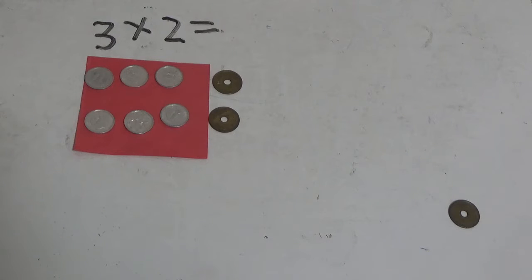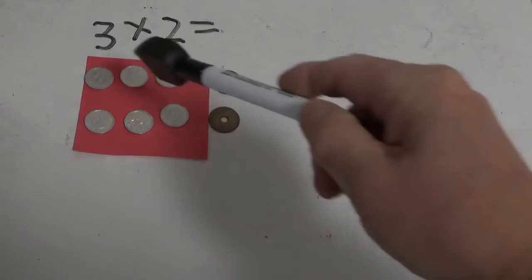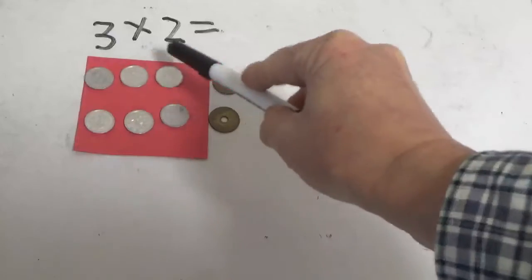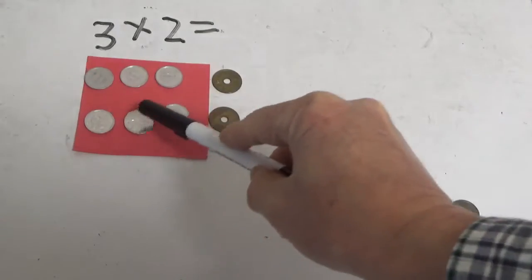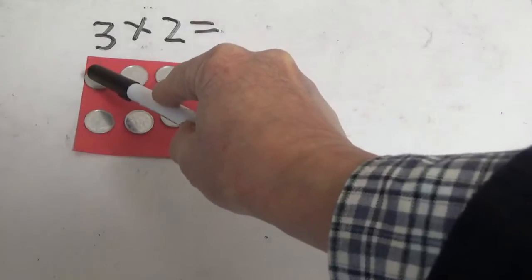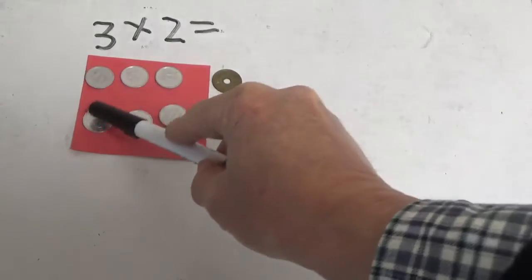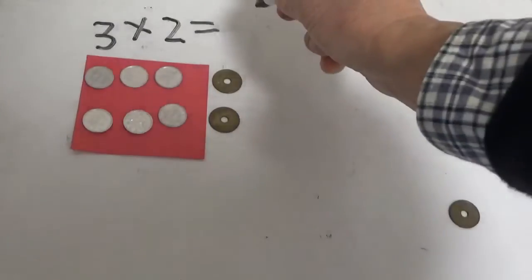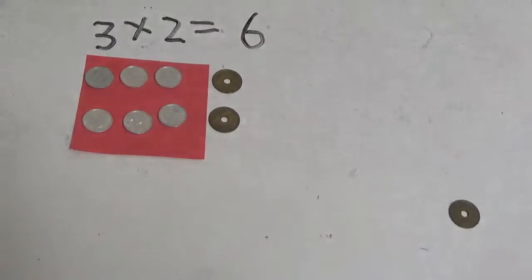Let's try multiplication. 3 multiplied by 2. It is said that 3 multiplied by 2 is adding 3 two times. 1, 2, 3. 1, 2, 3. So 1, 2, 3, 4, 5, 6. 6. Okay? It's all right.